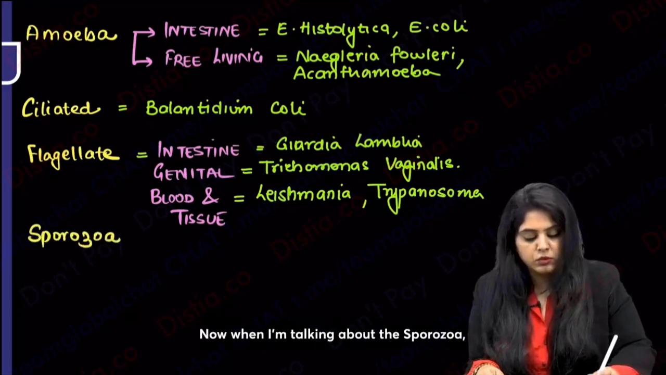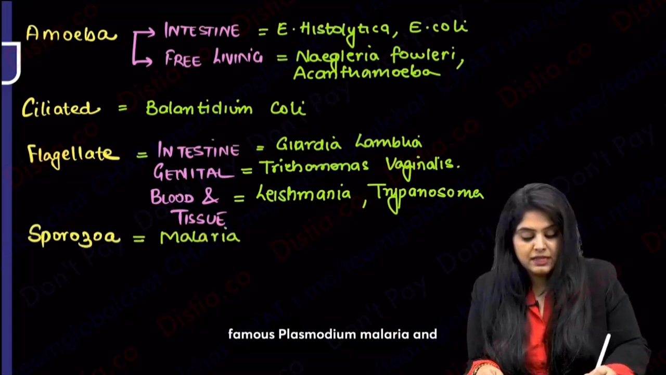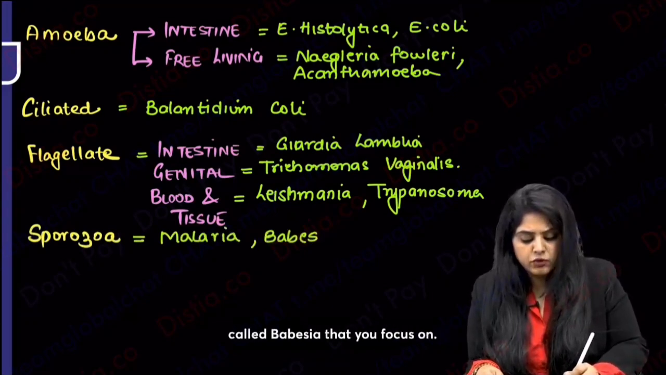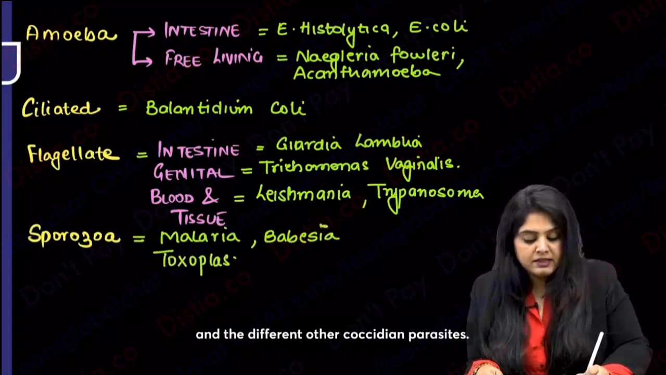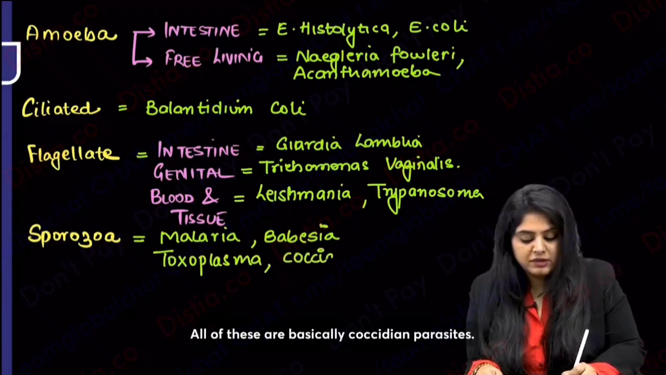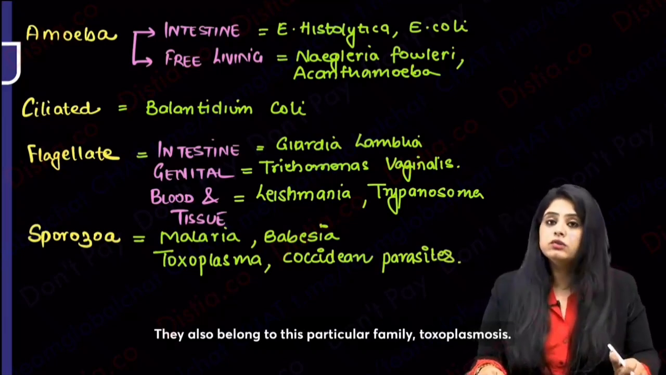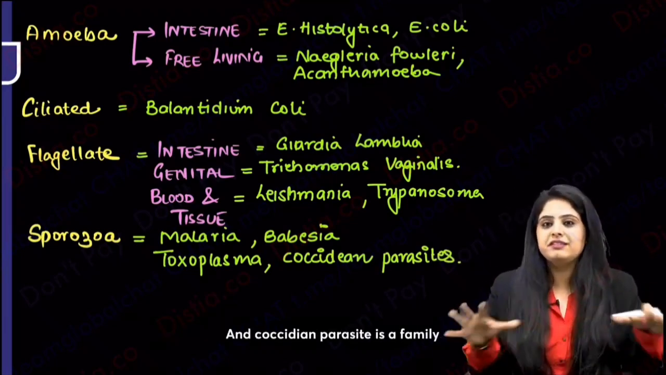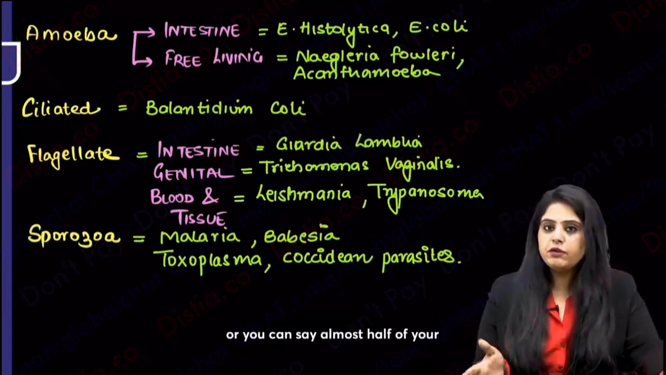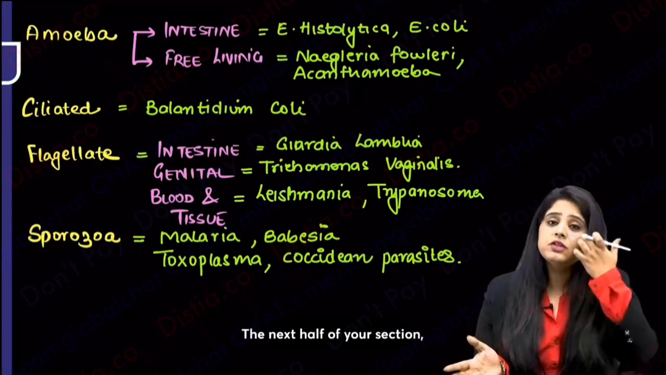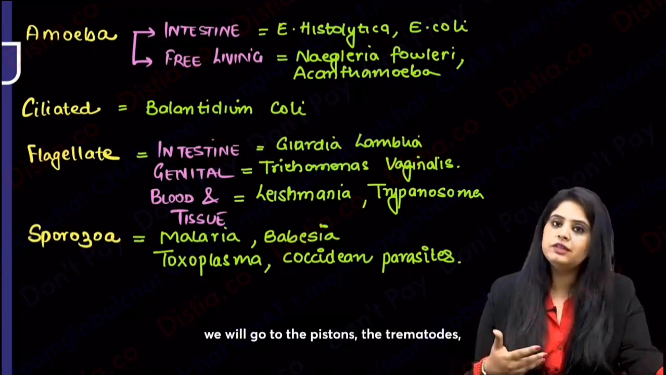When I'm talking about the Sporozoa, I know all of you only focus on the very famous Plasmodium malariae and Plasmodium falciparum. There's another one called Babesia that you focus on. But what you usually tend to miss out on is that Toxoplasma and the different other coccidian parasites are also coming under Sporozoa. They also belong to this particular family. This is going to be the beginning, or almost half of your section of parasitology. For the next half, I'll give you a brief in a while. Once we finish with all of these, we'll go to the cestodes, the trematodes and the nematodes, right?